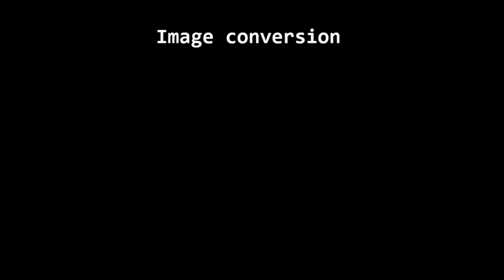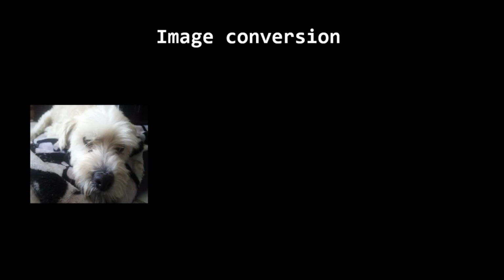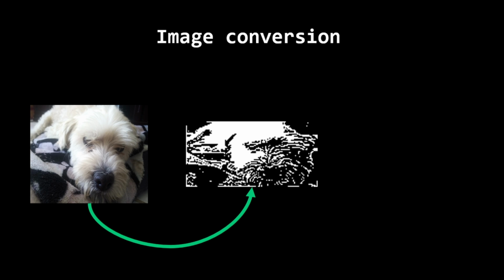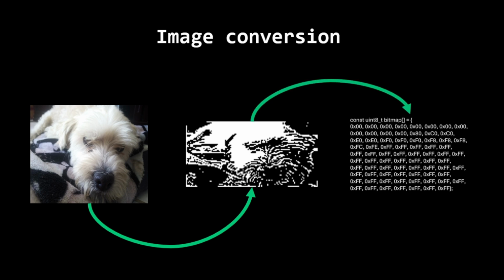So now that you understand how this driver works, let's take a quick look at the image conversion system that I implemented. We are going to start with a normal photo like this one. This is my dog. Then we are going to convert that photo into a monochromatic bitmap. And finally, we are going to convert this bitmap using a special tool that I designed so we can get an array like this one, which is really useful because we can copy and paste it into PIC compiler and everything will work fine.